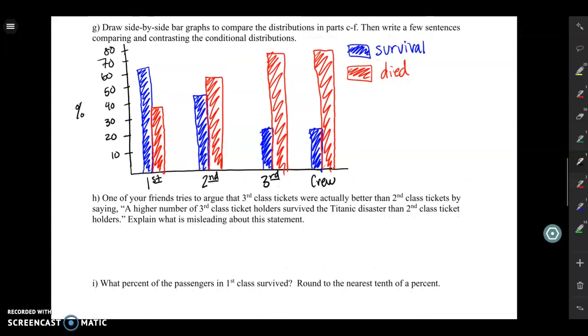But if you look at our table, and if you look at the conditional distributions that we just talked about, you'll notice that even though there might have been more people that survived that were in third class, the percentage of people in third class that survived was drastically less than those that survived that were holding second class tickets. So you would rather have a second class ticket in this case. Your chance of survival is just a little bit higher.